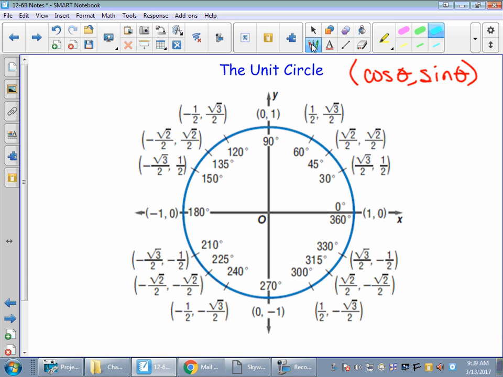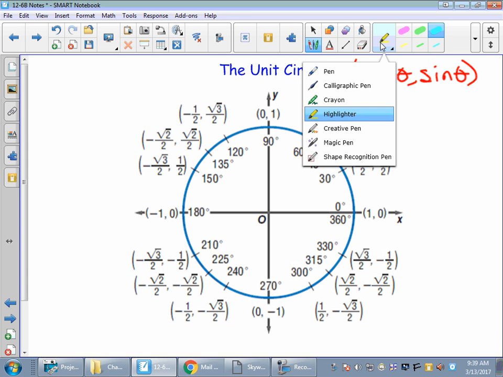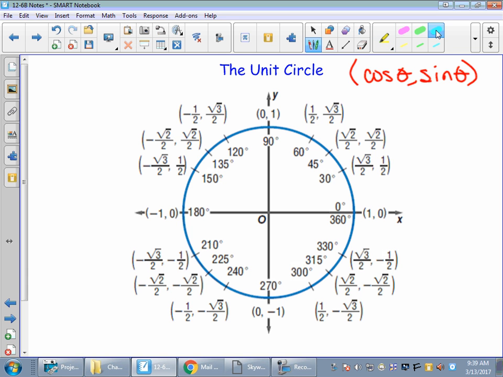So I'm going to go ahead and highlight all those values. The sine of 0 degrees is 0. The sine of 30 degrees is a half. 45 is the square root of 2 over 2. And 60 is the square root of 3 over 2. 90 tops out at 1. After 1, we start going back down around the circle. So we hit that root 3 over 2, root 2 over 2, a half again, back down to 0. And then we start getting into some negative sine values.